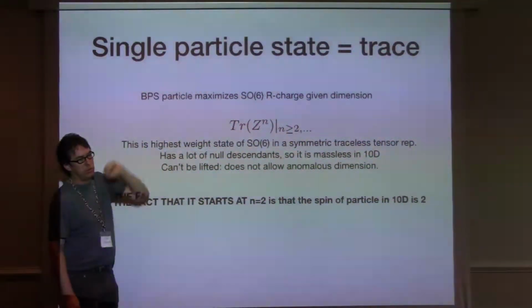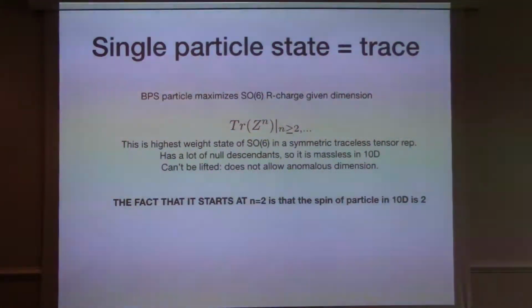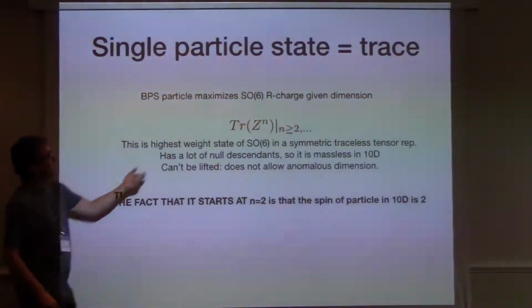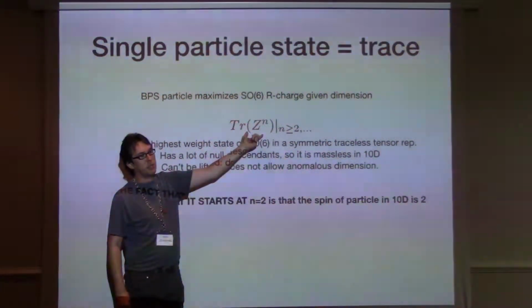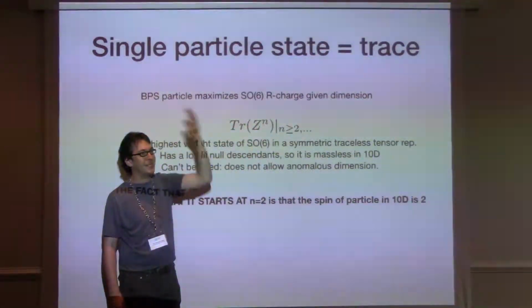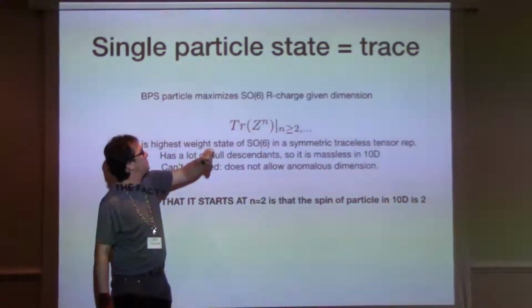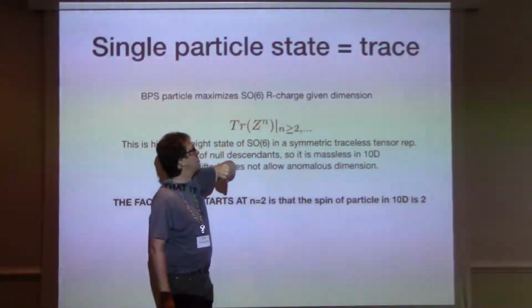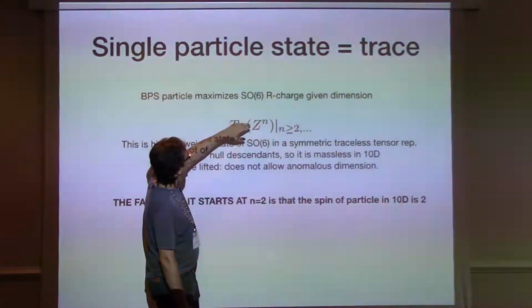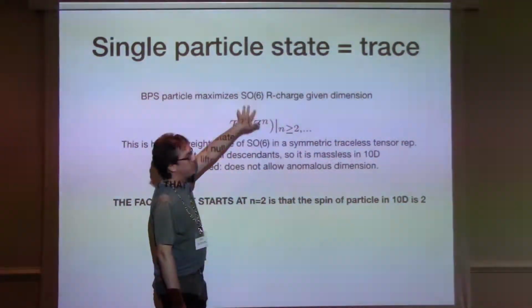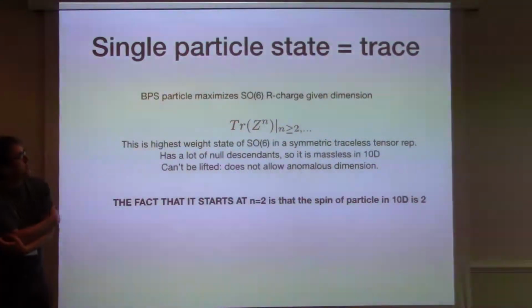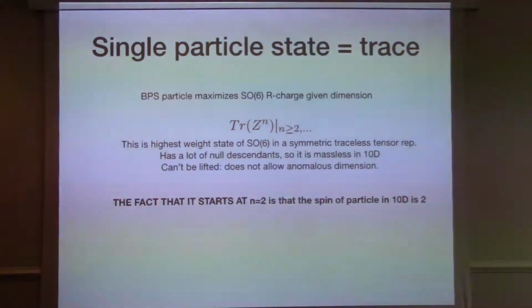And then a BPS particle, you can think of it as the thing that maximizes the R charge given the dimension, or that minimizes the dimension given the R charge. So the point is that if you want to maximize the R charge, you take the highest weight state of SO(6) and you just take it as many times as you need. And then trace of Z^n is the one that has maximum SO(6) R charge given the dimension, or rather that has minimal dimension given the SO(6) R charge. So we're just maximizing the weight. You just take a highest weight state. These turn out to be BPS automatically.